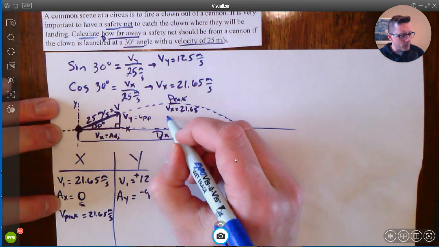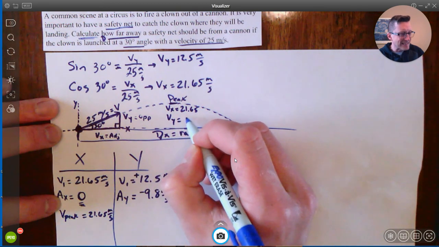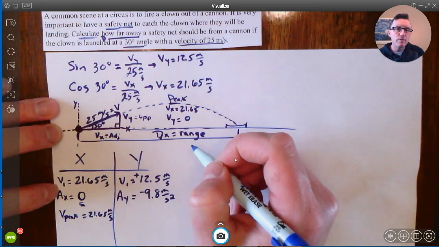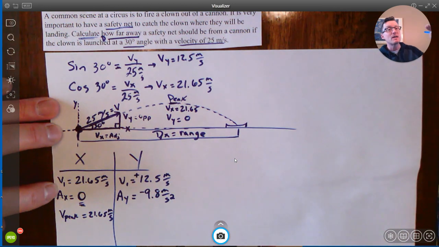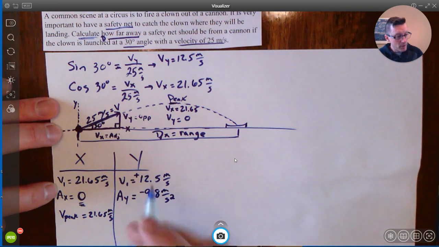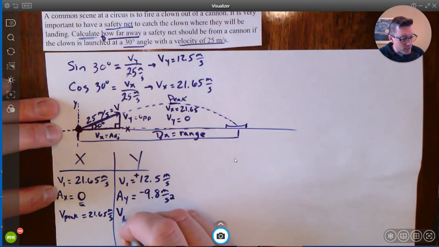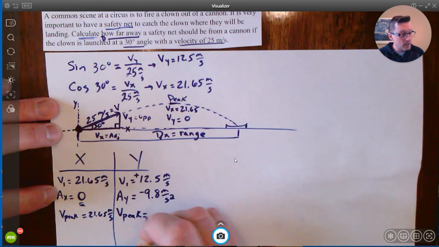And we know the Vy at the peak is zero, because whenever you get to the peak, that's the highest point it's going to reach, and it starts falling back down. The reason that's the highest point is because gravity is pulling it down. So it was slowing down, up, up, up, getting slower, getting slower, pauses for a second, then down, down, down. So we know the velocity at the peak for the Y is 0 meters per second.